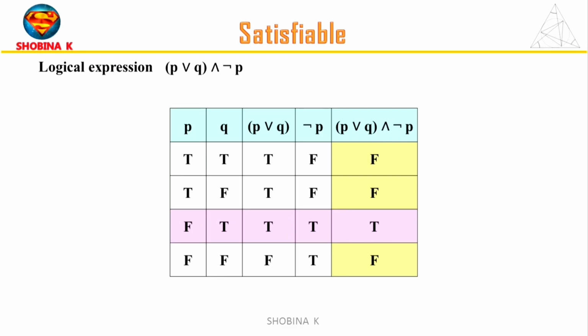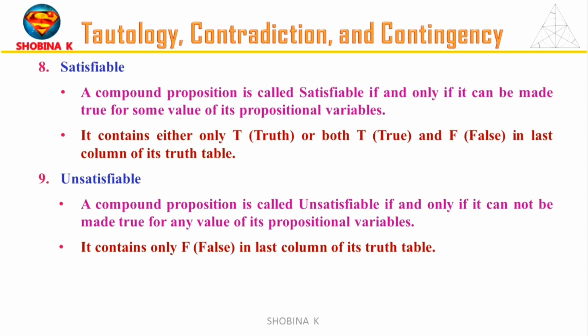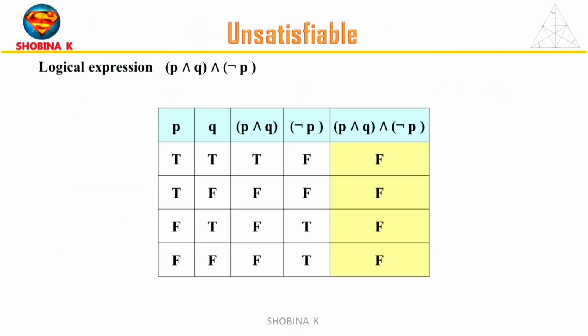And finally, we have unsatisfiable. Unsatisfiable is a logical expression that cannot be made true. Look at this logical expression P and Q and not P. And you can see for all the possible combinations of truth values for P and Q, the entire expression is always false and never true. So a compound proposition will be known as unsatisfiable if and only if no value of the propositional variables can make it take the true value. In the truth table of an unsatisfiable proposition, the last column can have only false.